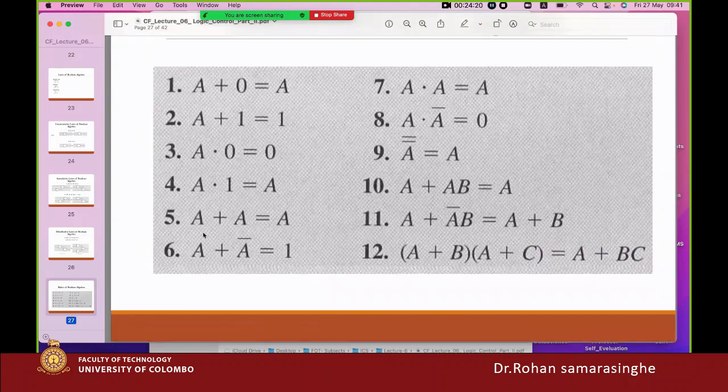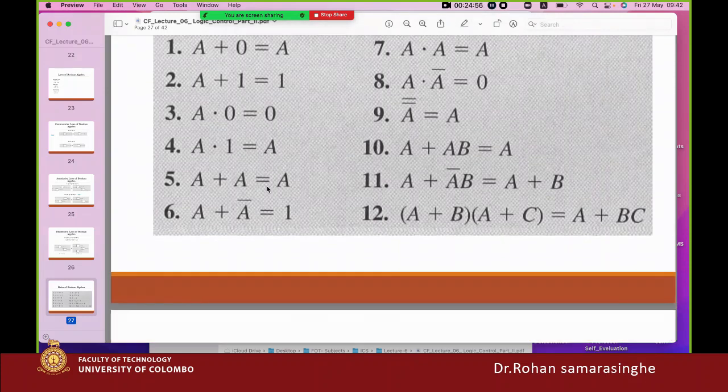From 1 to 6, you can get the OR gate rules. 7 to 12 is similar to the AND gate. So A plus 0 is A, A plus 1 is 1, A dot 0 is 0, A dot 1 is A. When you put 0 for the A, this is also 0. If you put a 1, this is for the 1.